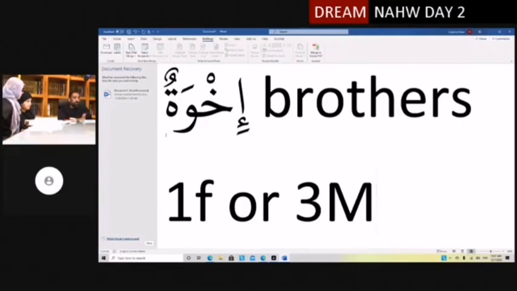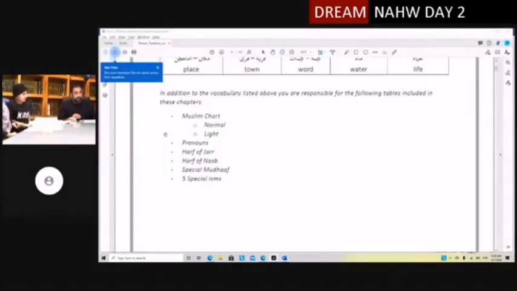Broken plurals can be treated as one feminine or three masculine. When you get to human broken plurals, you get those two answers. One feminine is the grammatically correct one, and three masculine is the reality one. Excellent. So that's enough for special isms.